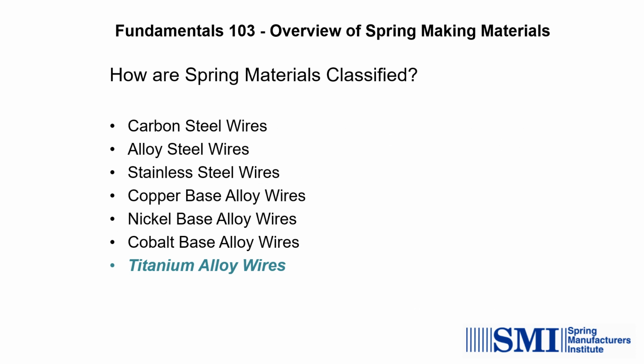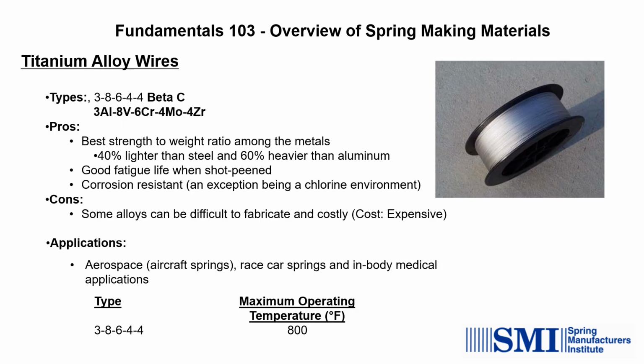Finally, titanium alloy wires. Types 38644, Beta C. Compositions: 3% aluminum, 8% vanadium, 6% chromium, 4% molybdenum, and 4% zirconium. Balance titanium. The pros: best strength to weight ratio among the metals. It's 40% lighter than steel and 60% heavier than aluminum.